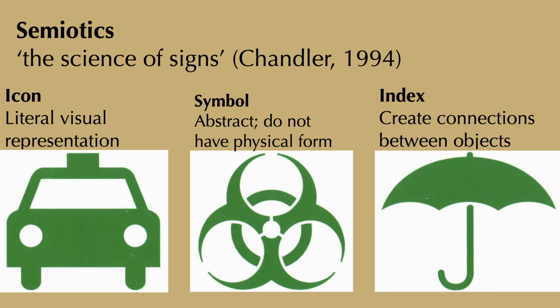The icon is a literal visual representation, such as this icon of this car. A symbol is more abstract and does not necessarily have physical form, say as this biohazard symbol. And finally, the index creates connections between objects, such as this umbrella, say on a weather app. It makes a connection between this umbrella and wet weather.